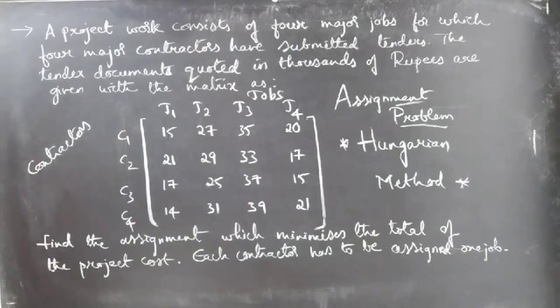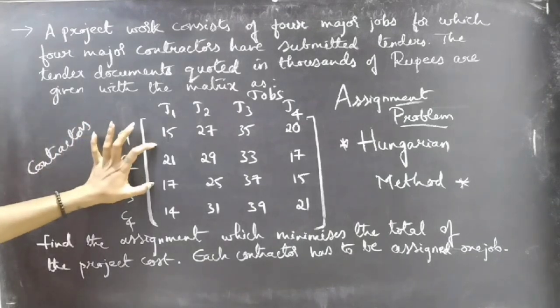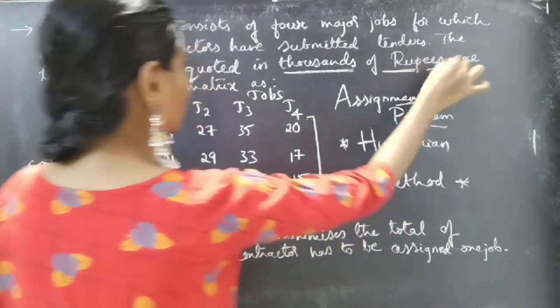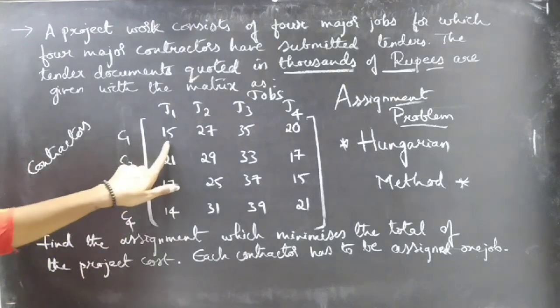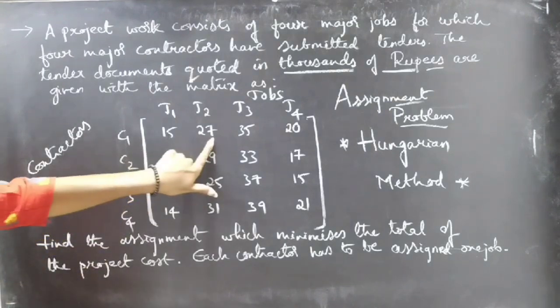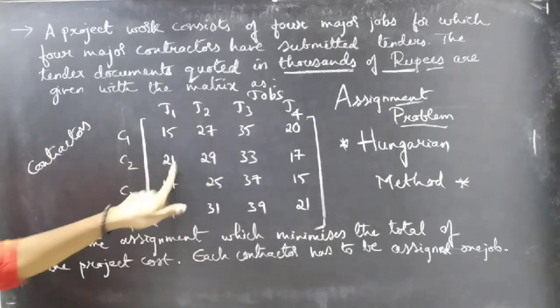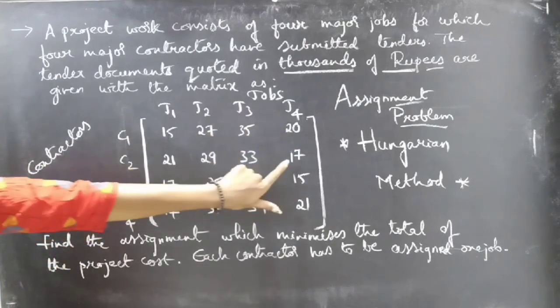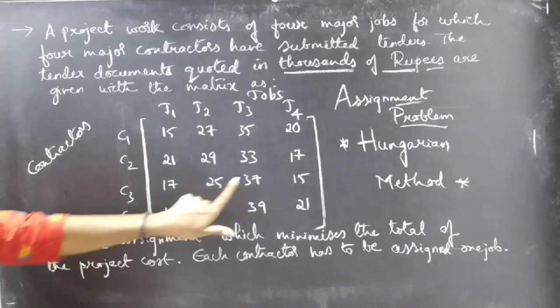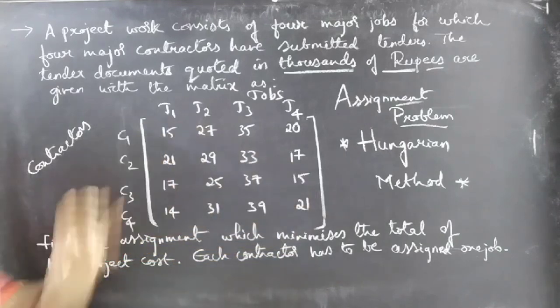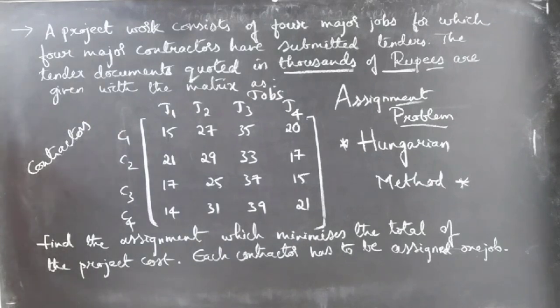Okay, so we are given a cost matrix which is given in thousands of rupees. Okay, 15 is nothing but 15,000, 27,000, 35,000, 20,000, 21,000, 29,000, 33,000, 17,000, 17,000, 25,000, 37,000, 15,000, 14,000, 31,000, 39,000, 21,000.